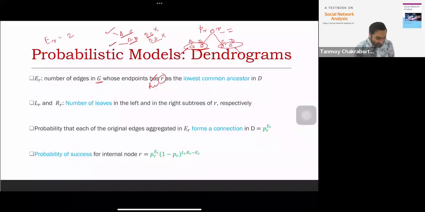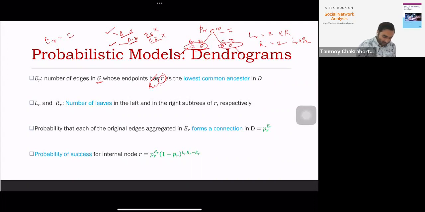Okay, what is LR and RR? LR is the number of left side leaf nodes and RR is the number of right side leaf nodes. Very simple. In this case, LR is 2, RR is also 2, right? So LR times RR will essentially tell you the number of possible pairs, in this case 4. So out of LR times RR pairs, ER pairs have actually been materialized as edges in the graph.